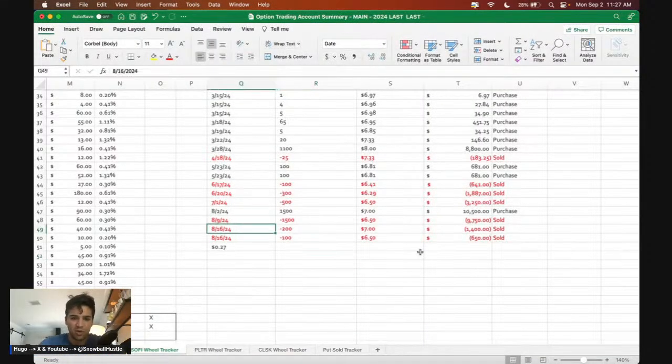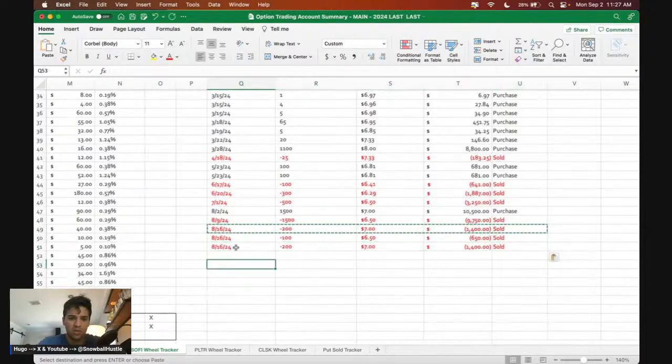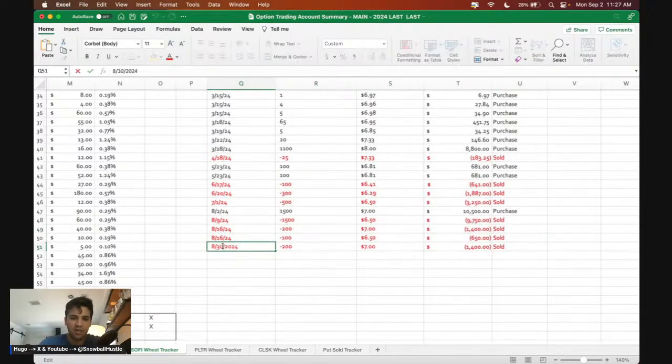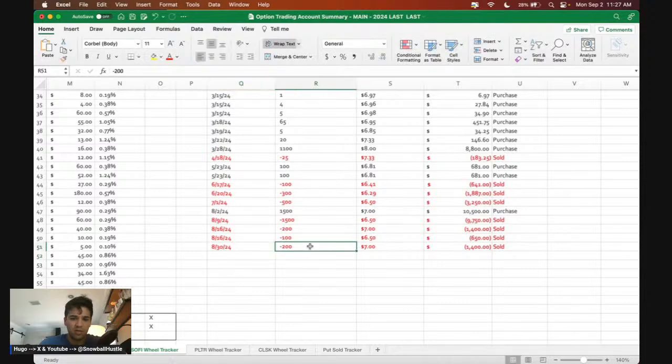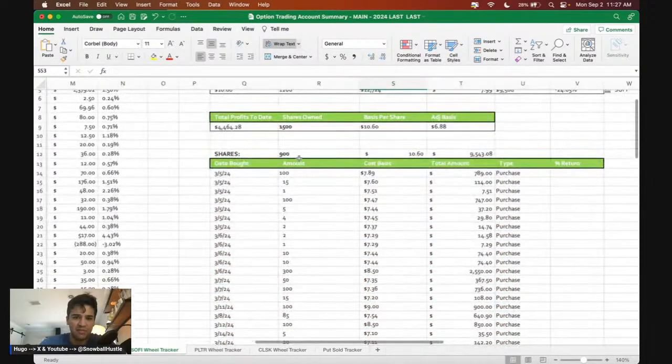So we're gonna go ahead and sold, right? I believe it was the 30th. Got 200 at 750. So that's 500 off, negative 1,500 sold. And then I also got a negative 100 $8 one, right? So that essentially leaves me now with 900 shares.